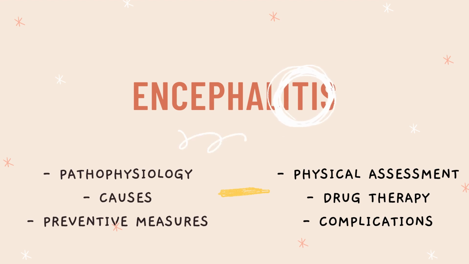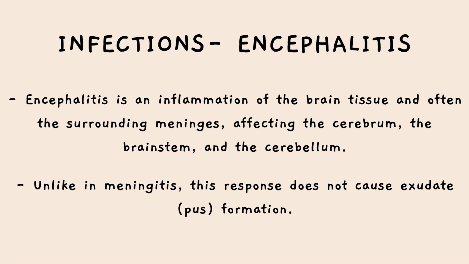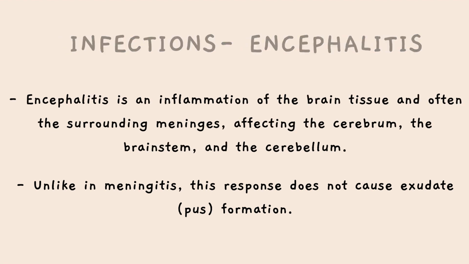Now, we will talk a little bit about encephalitis, and we will review the pathophysiology, causes, preventive measures, physical assessment, drug therapy, and complications. Encephalitis is an inflammation of the brain tissue and often the surrounding meninges, affecting the cerebrum, the brainstem, and the cerebellum. Unlike in meningitis, this response does not cause exudate or pus formation.